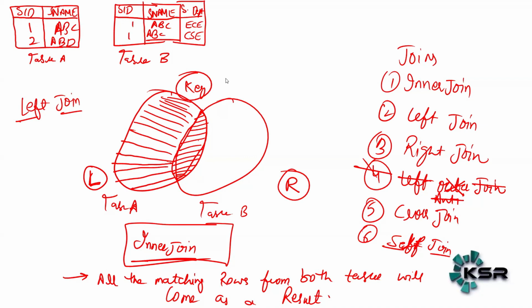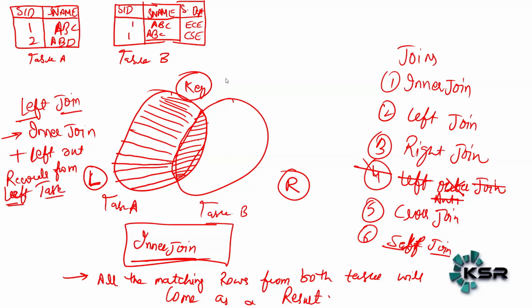So how can you derive this logic of left join? If I ask you to explain it in one line: all the records of the left table and the common records of the right table. Okay, can we write it like this? Inner join plus left out records from the left table. We are talking about left join, left table, right?